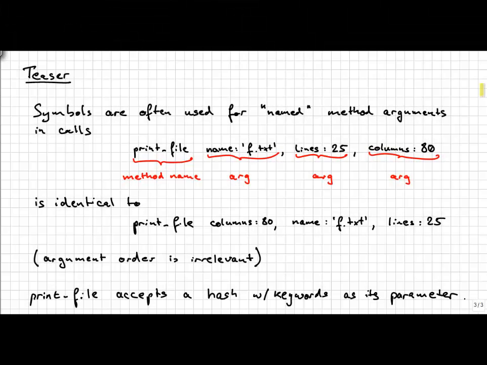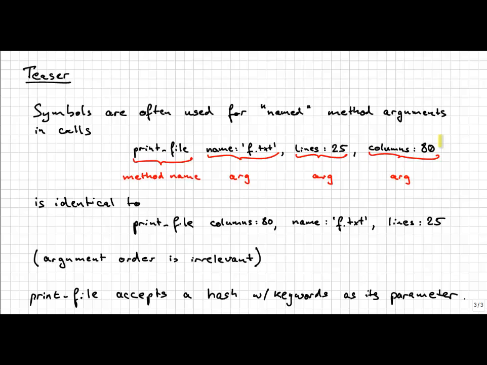In Ruby, we also use symbols to simulate named method arguments. So let's say we had a method called printFile with a long list of arguments that we don't want to always remember the ordering of. We can use symbols to identify each of the arguments. So this is the name argument here, for instance, a string, and we have the lines argument, the number of lines we want to print, and the number of columns we want to print. And we can precede each of the arguments with a symbol that indicates what the argument actually stands for.